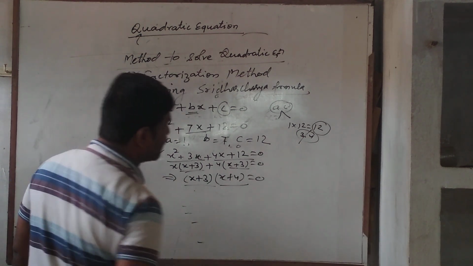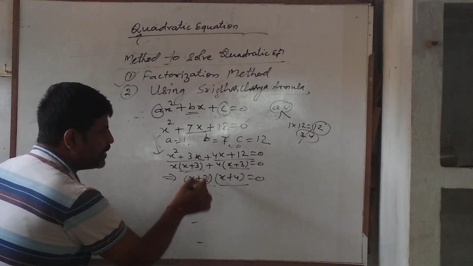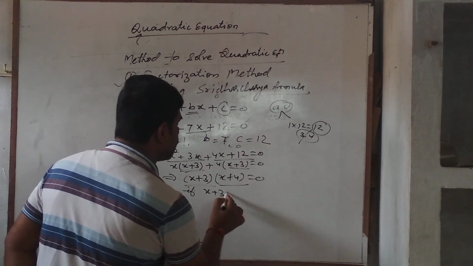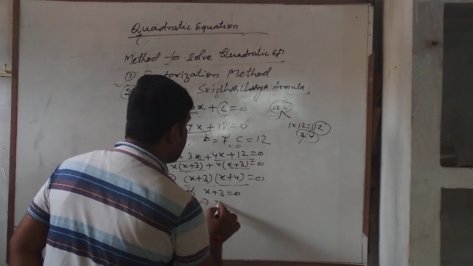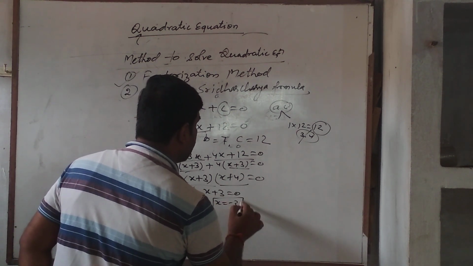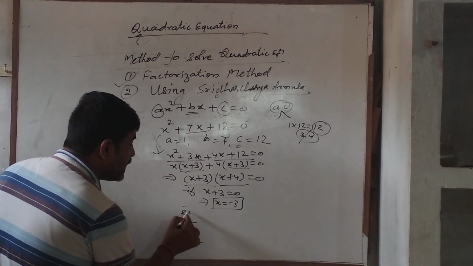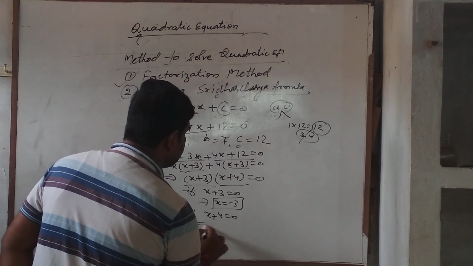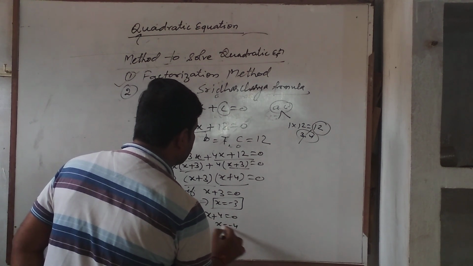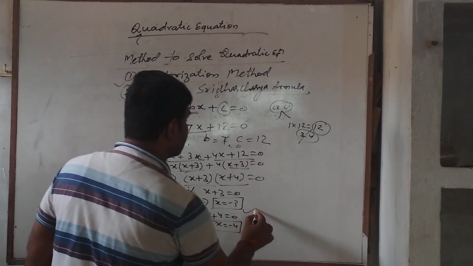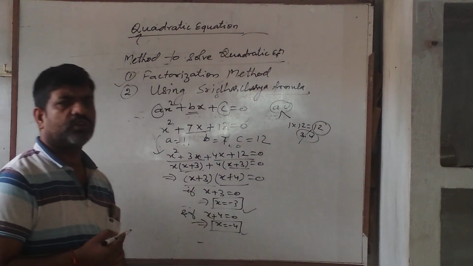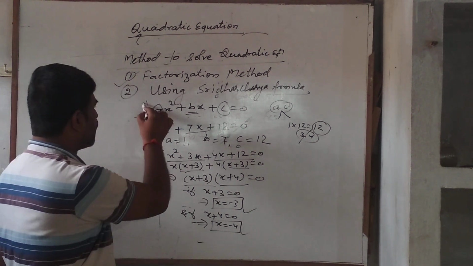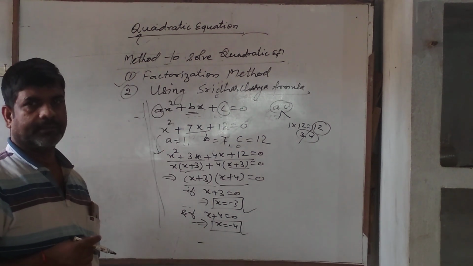Now you can apply the zero product rule. Either this factor will be 0 or this factor will be 0. So if x plus 3 equal to 0, this implies x equal to minus 3. You can write it in a rectangle. And if x plus 4 equal to 0, this implies x equal to minus 4. So what are the solutions? Minus 3 and minus 4. These two are the solutions of the quadratic equation. So in this way, we can solve the quadratic equation by factorization.